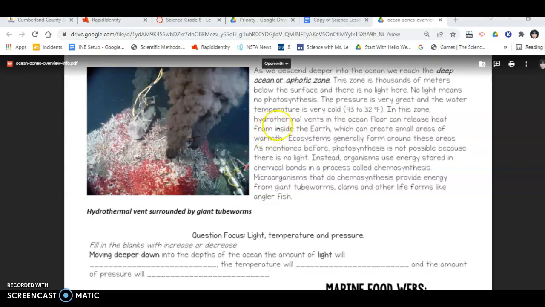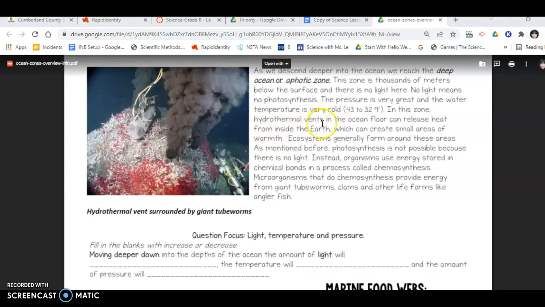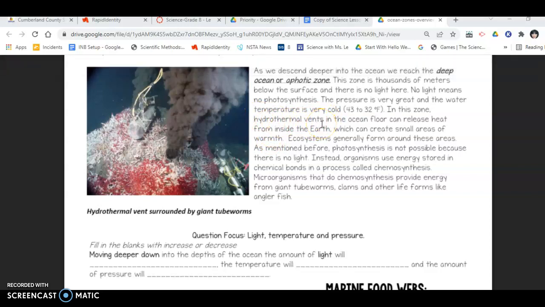In this zone, hydrothermal vents in the ocean floor can release heat from inside of the earth, which can create small areas of warmth. Hydrothermal vents are very, very important. So if you don't know that word, you need to make sure you write that on your annotations on page 67. Hydrothermal. Hydro meaning water, thermal meaning heat. These are literally areas from cracks in the bottom of the ocean floor where volcanic material often is seeping that heat from the cracks of the earth. So that is where some organisms congregate, or they get next to, so that they stay warm.